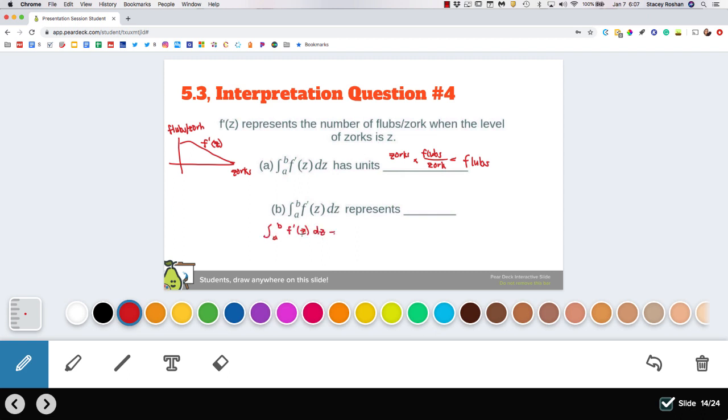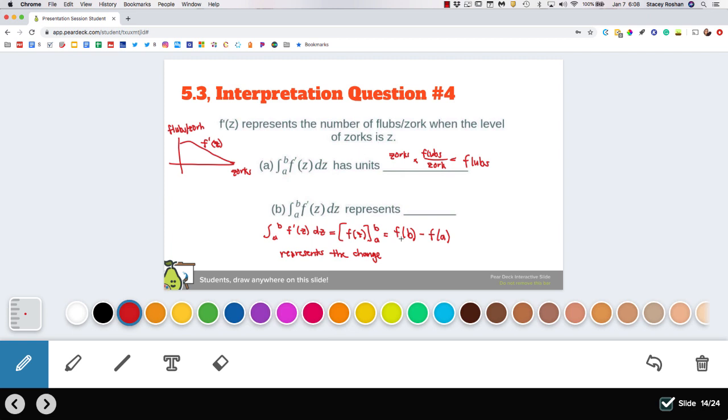Well, the antiderivative of f prime of z is going to bring us back to f of z, right? And we're evaluating that between a and b. So that's just f of b minus f of a. It represents the change, f of b minus f of a, in the number of flubs, right? From Zork A to Zork B. Usually you say from time A to time B, but you know, that axis is Zork.